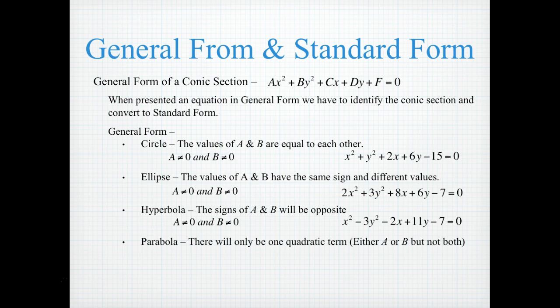Lastly, we have a parabola. The trick to identifying a parabola is that there's only going to be a single quadratic variable. It's either going to be ax² or by², but not both. So a will equal 0 or b will equal 0, not both. An example is 3x² - 6x - y + 5 = 0. Notice in this case we have 3x², so we have a quadratic variable in terms of x, but we do not have a quadratic variable in terms of y. That tells me what I'm working with is a quadratic equation that's going to create a parabola.